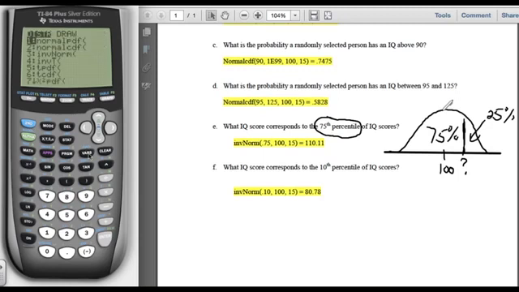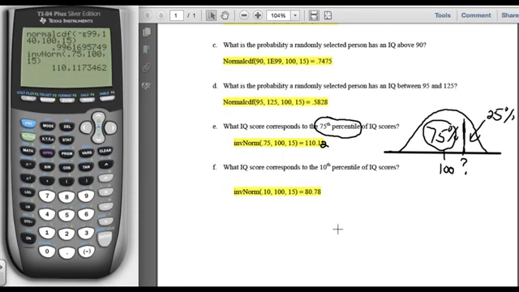Go to second, vars, number 3. There are only 3 items to enter. It's always the left-hand percentage or the percentile as a decimal. So it's going to lead with 0.75. Then just like normal CDF, it ends with the mean, which is 100, and the standard deviation, which is 15. That was given at the top of the page. So we get 110.1, and this should really be a 2 when I round to 2 places. So if a person has an IQ of 110 or so, they have an IQ higher than 75% of people, but lower than 25% of people.